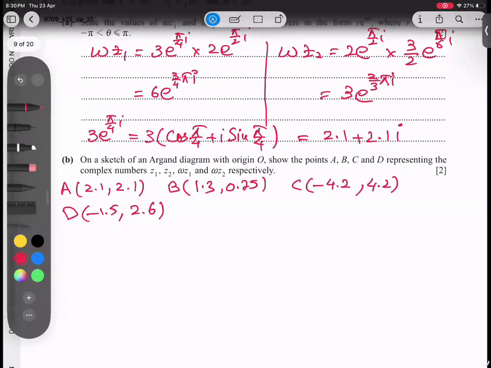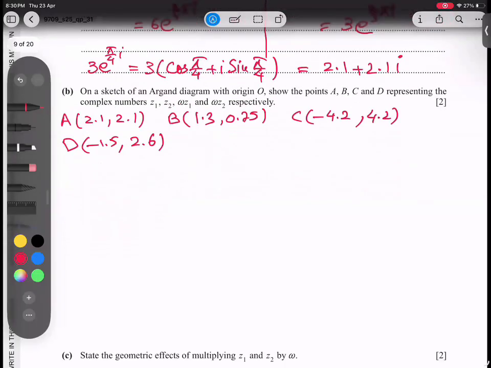So this point is clear. Now I'm going to sketch it. If you look carefully, two values are negative, okay? And two values are positive. So let's start. This is very important sketching, students.